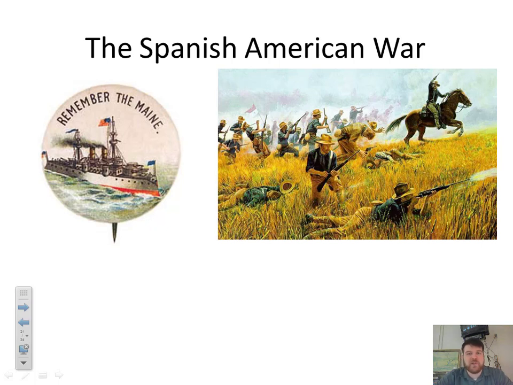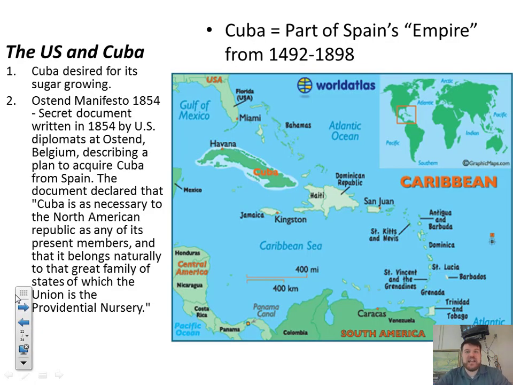This war is going to take place in Cuba, just 90 miles off the coast of Florida, and it's also going to take place in the Philippines. If you're not sure where those are, we're going to look at some maps later in this PowerPoint, to give you an idea of where we're talking geographically. With the Spanish-American War, 1898, like I said, first it's going to take place in Cuba.